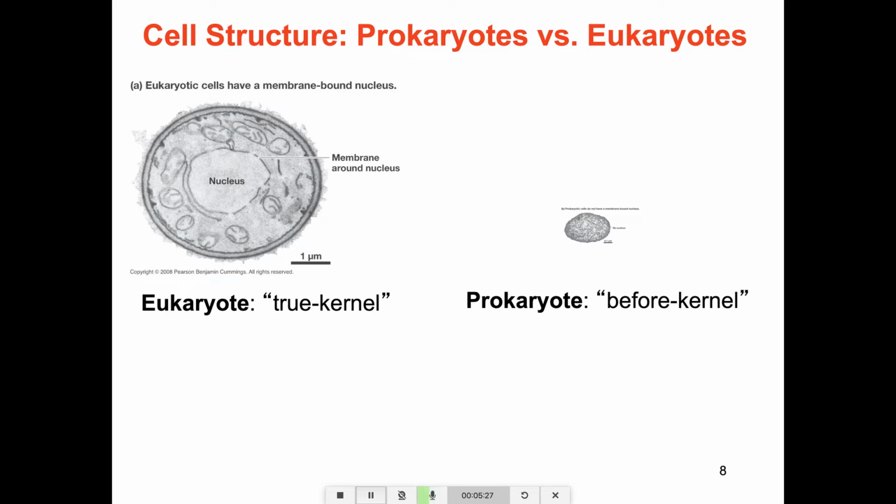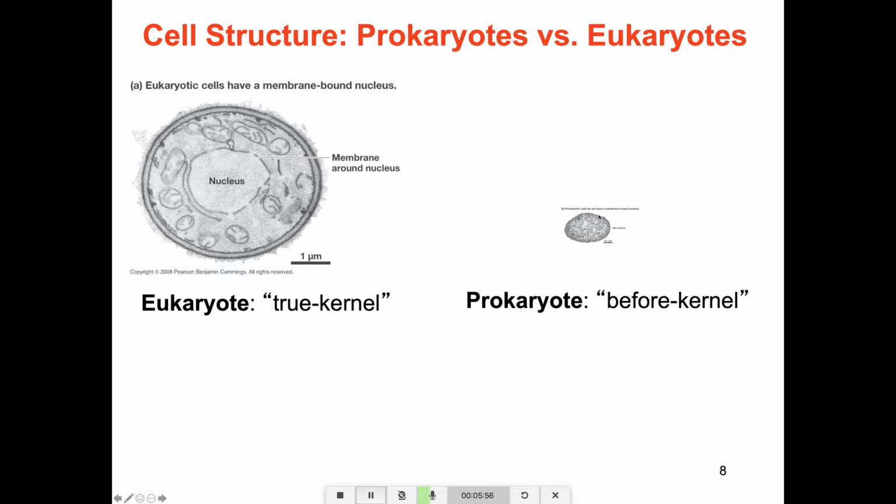So if you look at the cell structure of prokaryotic versus eukaryotic organisms, you get a lot of clues to what defines these two groups. So on the left side here, we're looking at eukaryotes. Eukaryotes are called the true kernel cells. So eu means true and kary means kernel, as opposed to the prokaryotes. So pro means before, and kary once again means kernel. So this roughly translates to the true kernels versus the before kernels.